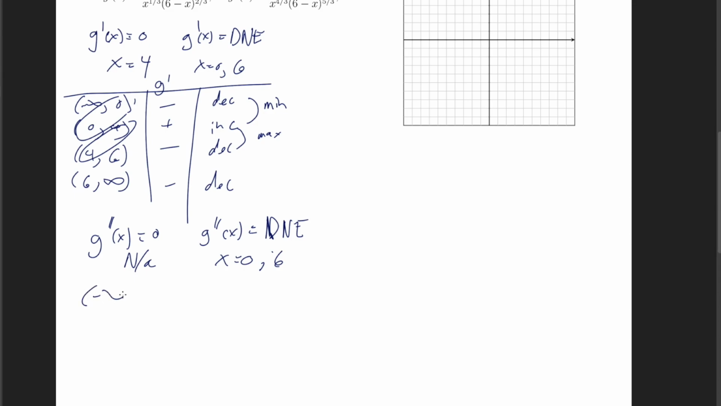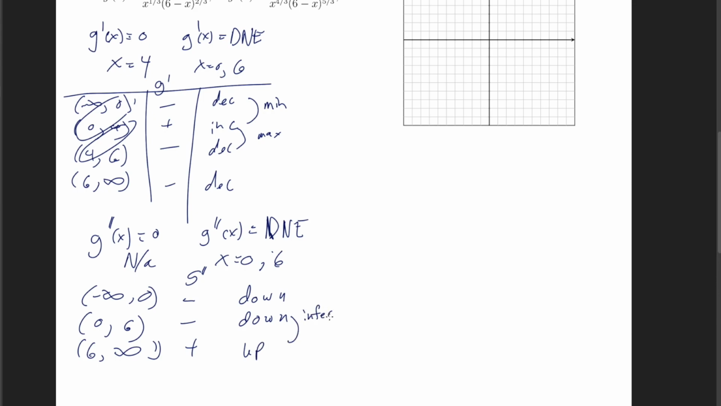So we have negative infinity to 0, from 0 to 6, and then from 6 to positive infinity. We're going to look at g double prime. We're going to look at the sign on that. So here it's going to be negative, negative, and positive once we crunch through those numbers. And so our concavity here would be down, and down, and then up. So right here we have an inflection point.